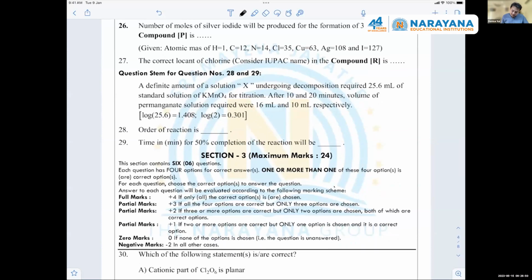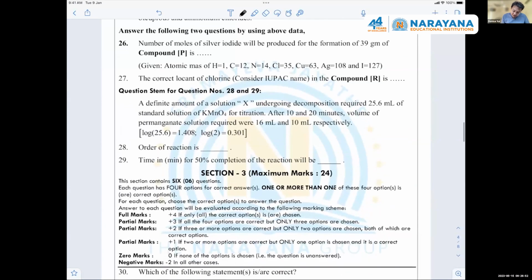What about this one? Question number 28 and 29, you can do one thing. You should always check for the zero order. Of course, it is not zero order because X is undergoing decomposition, and at different times, at 0 time, at 10 time and at 20 time, the concentration is not decreasing linearly. So it could not be zero order. So in IIT JEE, if it is not zero order, it could be first order or second order.